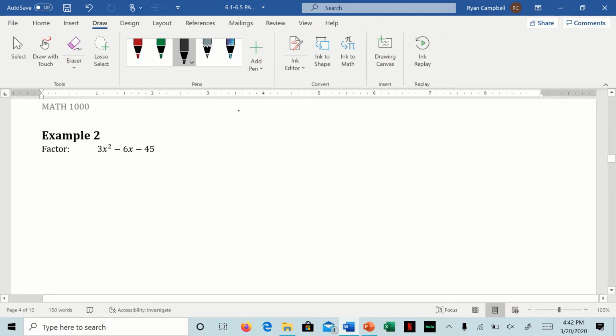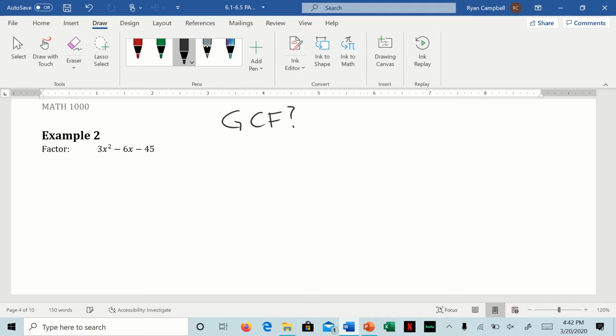example 2. So step 1, do we have a greatest common factor? Actually, yeah, we do. So none of the variables, but we can take out a 3 from all of this, which will make this problem so much simpler, right? If we take out that 3 first. So we take out a 3, what are we left with? X squared minus 2x minus, now we got to figure out what's 45 divided by 3.